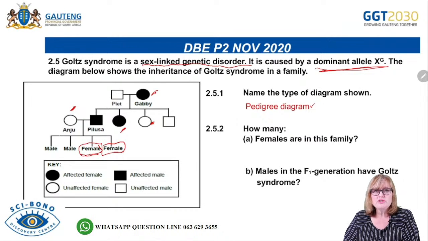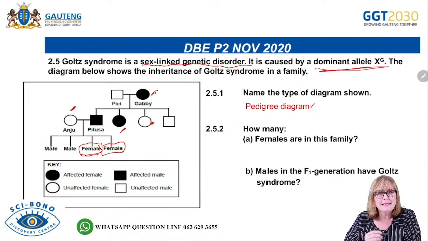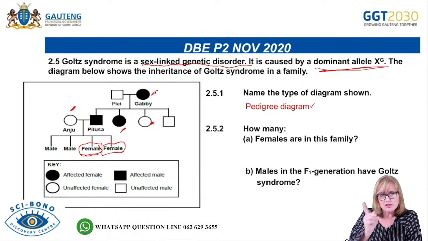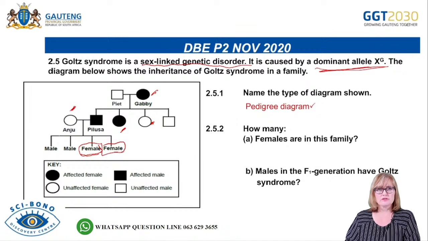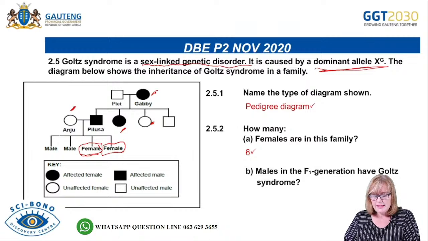So that also teaches you a lesson. Be careful, read carefully, look in detail at the pedigree diagram. Don't just skip now quickly. I know circles are females. They wanted to catch you out here. All right. So it will be 6. 6 females. All right. How many males in the F1 generation have Gold syndrome?